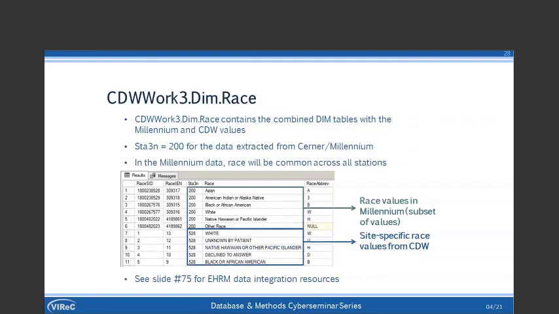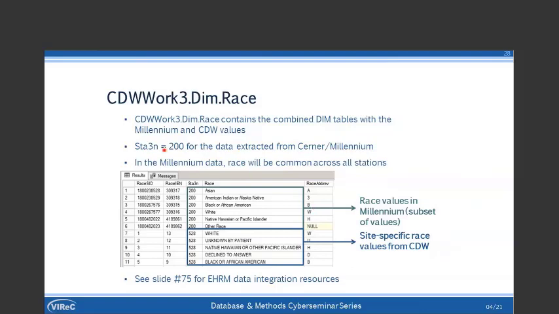So I'm showing here an example of the values that are in the CDW Work 3 DIM race table. It does contain the combined values that are possible both in Millennium and CDW. However, in the Millennium data, two things to note. First of all, there's a lot of values that are available in Millennium that are not used in VA, and so I've kind of cheated here and just put the ones that are actually used, because Cerner is used in a lot of systems outside VA, and they just have a lot of other options.